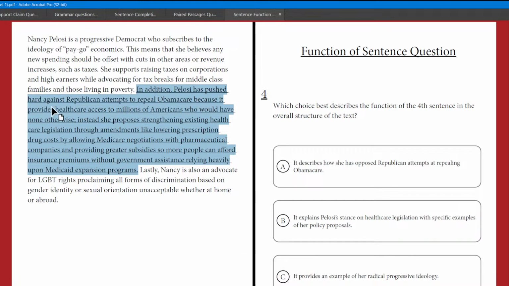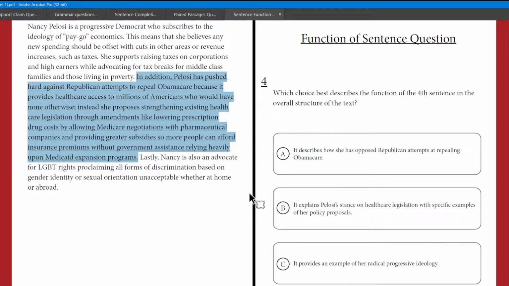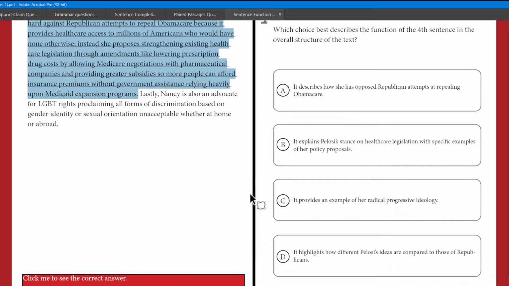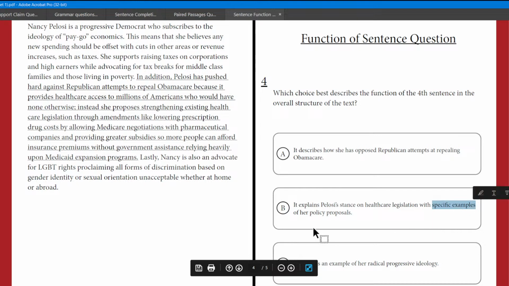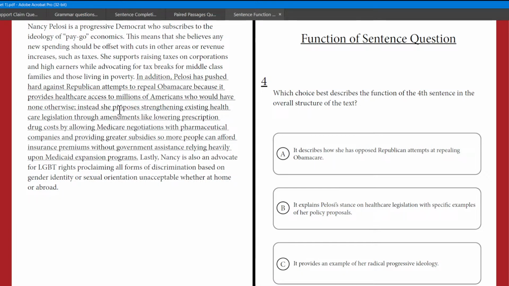But provides healthcare access, strengthening existing healthcare amendments, negotiations. All right. I have a few different choices here. Let's see. Between A and B, since that's what you guys are looking at, I think B is better. Specific examples of policy proposals, that is all this. From this point forward, it says she proposes, right? Like all of this matches with this.